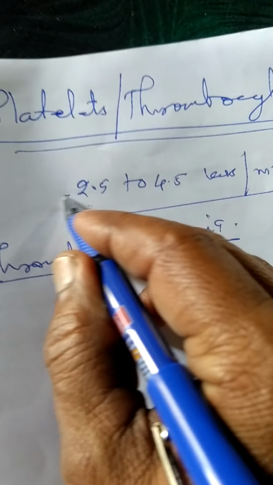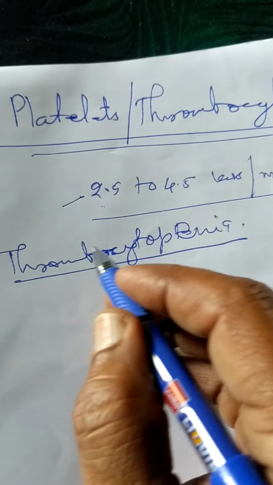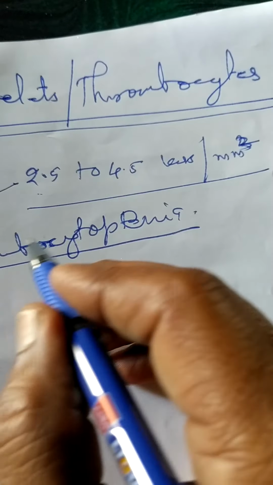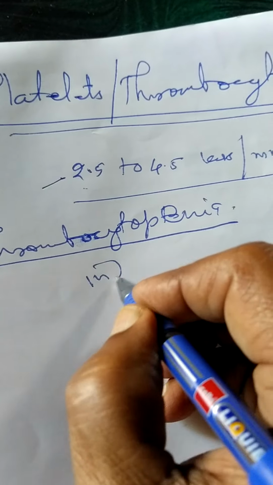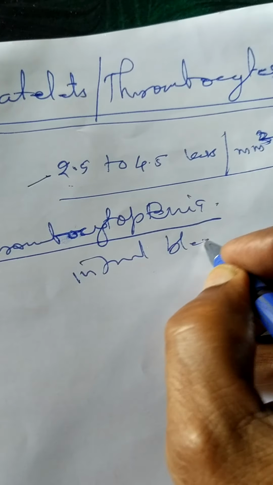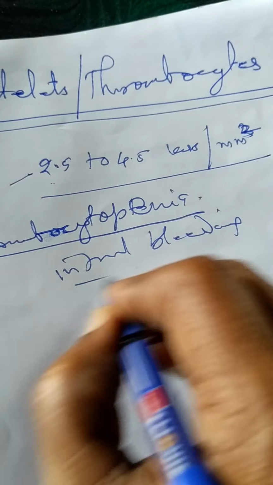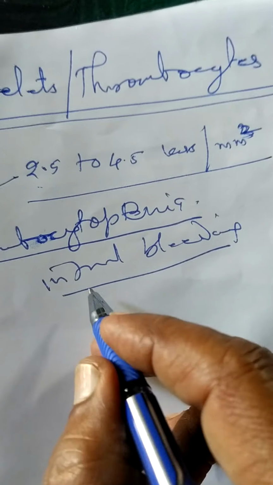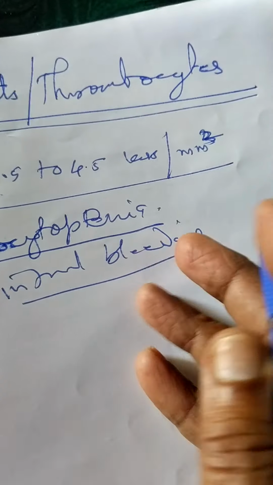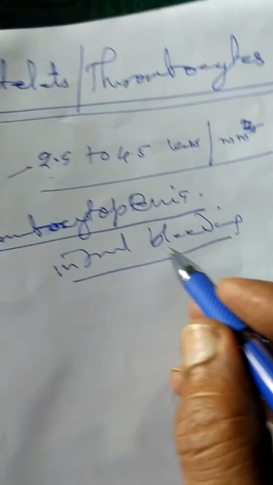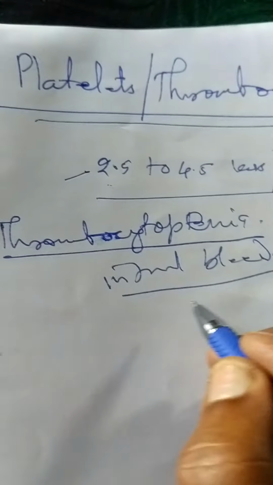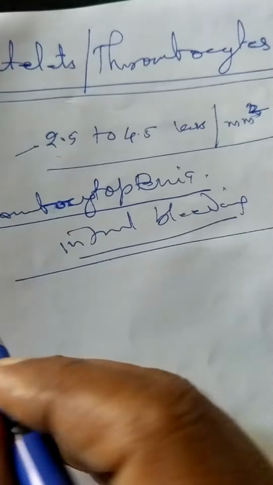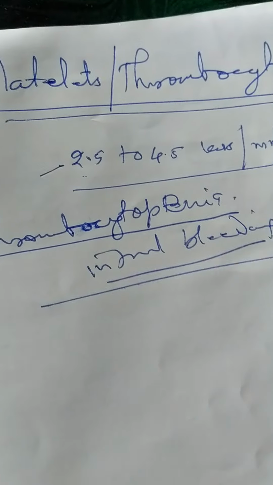If the number decreases below 2.5 lakhs, this is called thrombocytopenia, which may result in internal bleeding, and it is possible that death of a person may occur. But it can be corrected by the doctor's advice. No doubt it is not a very terrible or horrible disease, but it may take place. So this is about the thrombocytes.